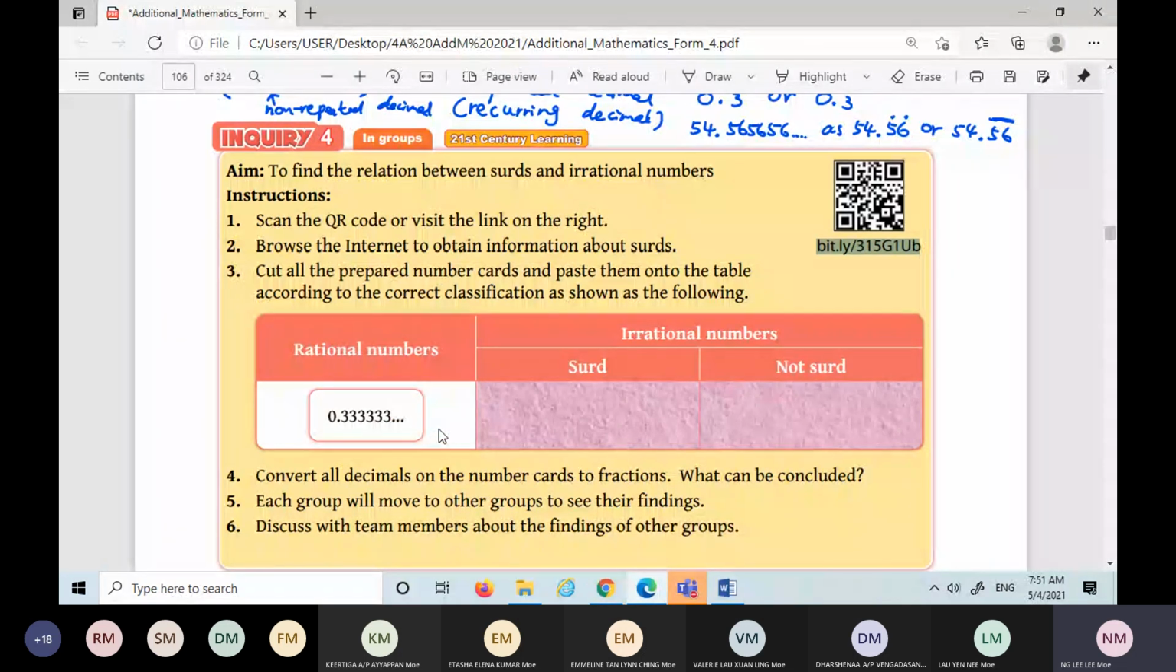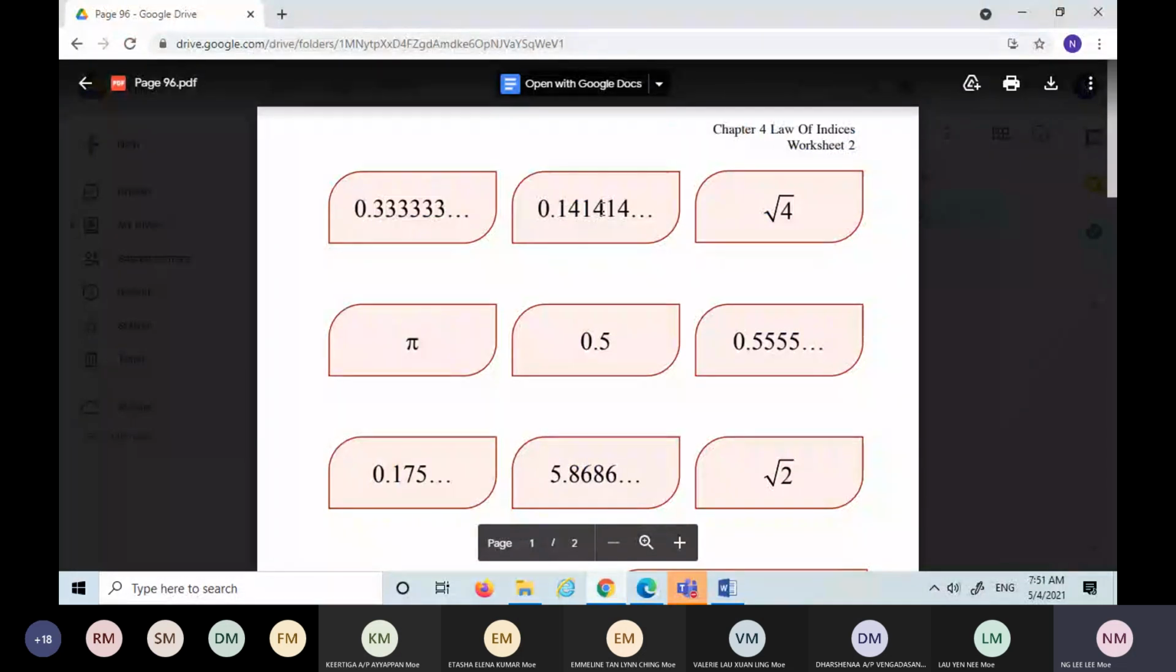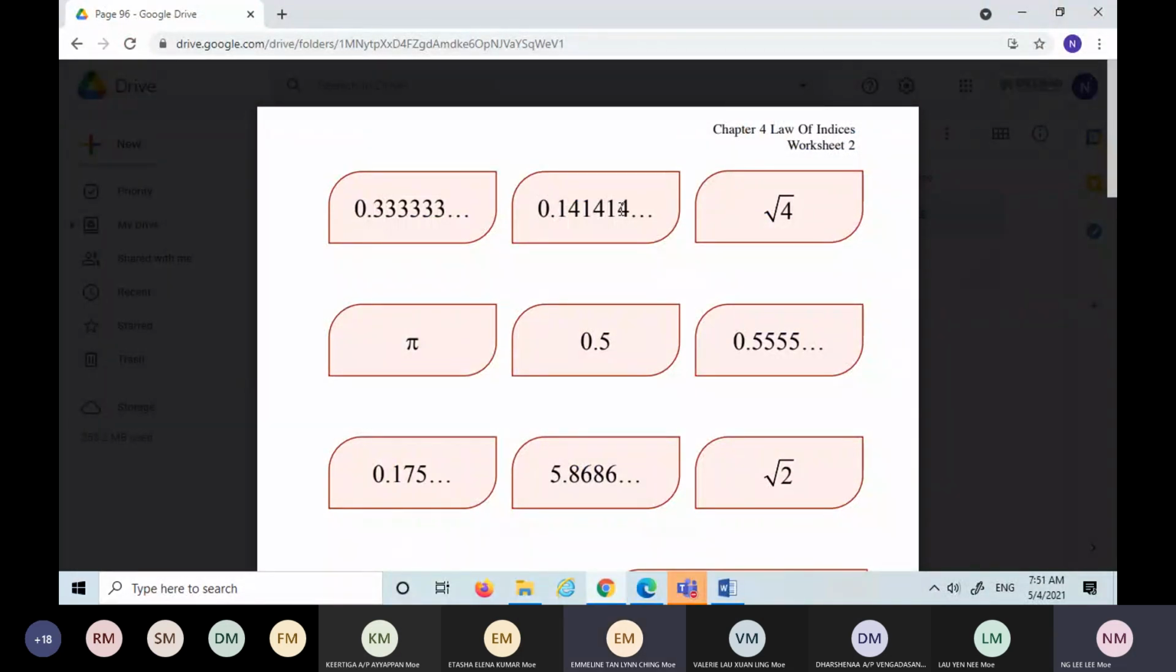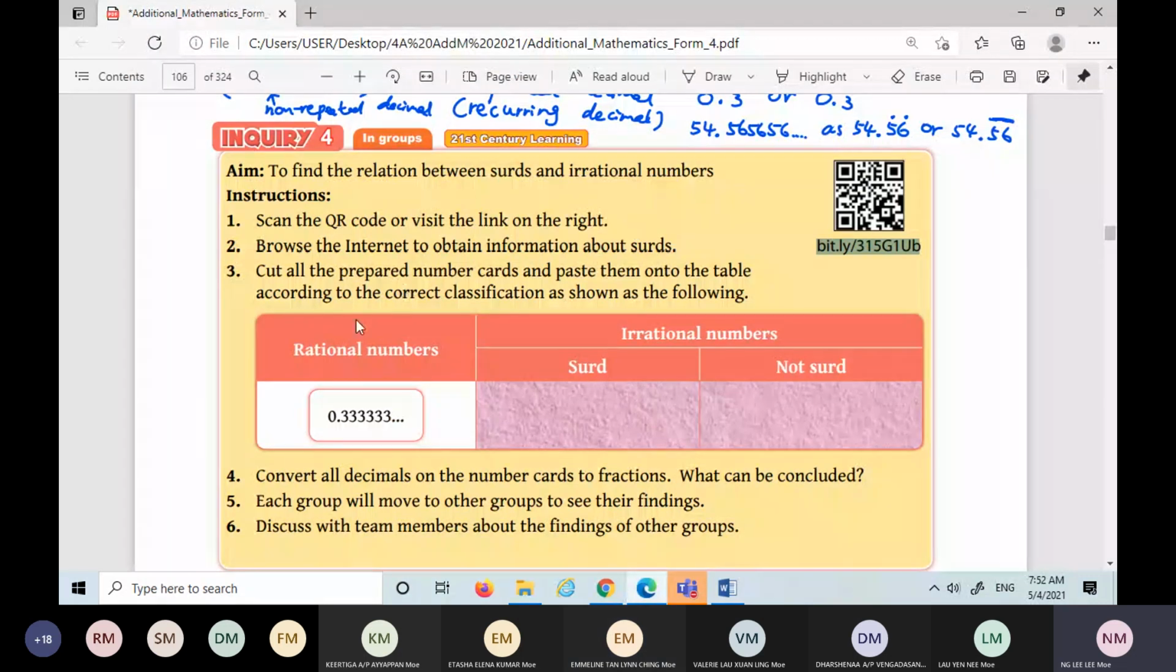Can you help me to answer one more? The second one, 0.141414. Irrational number. Why irrational number? Is it a repeated decimal or non-repeated decimal? Repeated. So it's a rational number. Yes, okay, repeated, so it's a rational number. So I list out here 0.14, with the dot on top of the 1 and the 4.